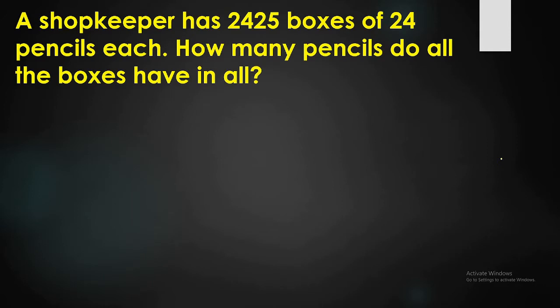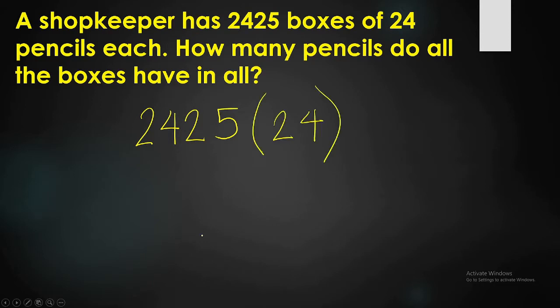Now, here is the question. How many pencils do all the boxes have in all? So, is this multiplication, addition, division, or subtraction? What operation are you going to use? Okay, now, this is multiplication. Because if there are 2,425 boxes and each box contains 24 pencils, if I multiply the two, I'll get the total number of pencils there.